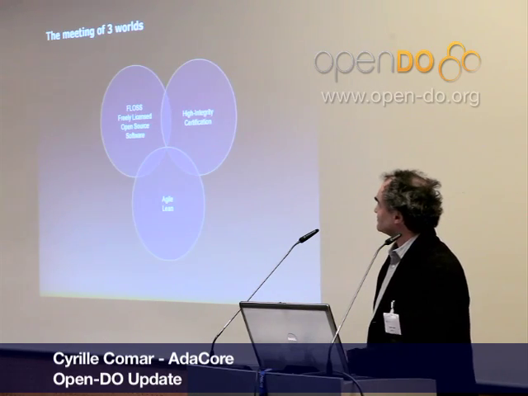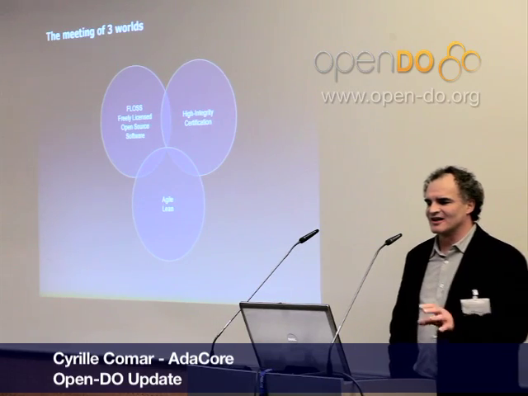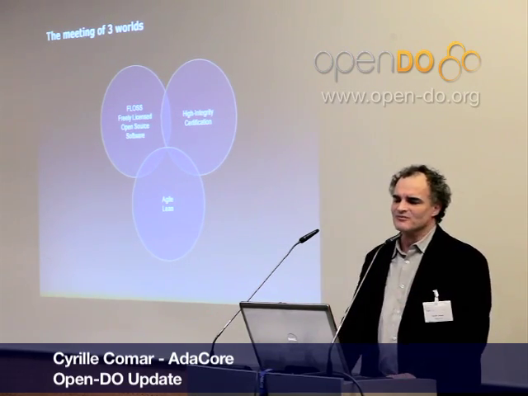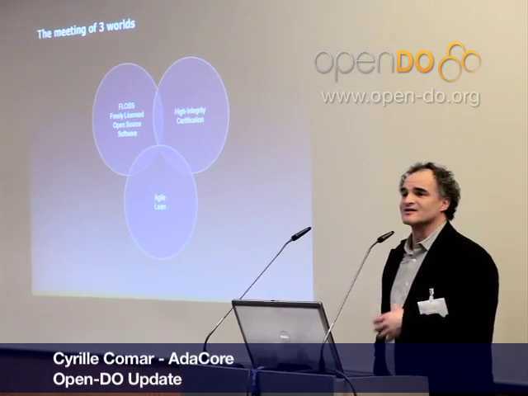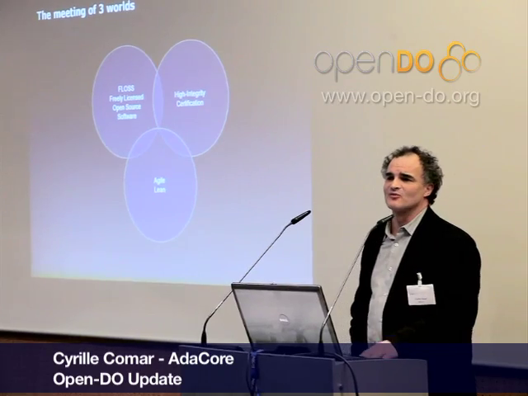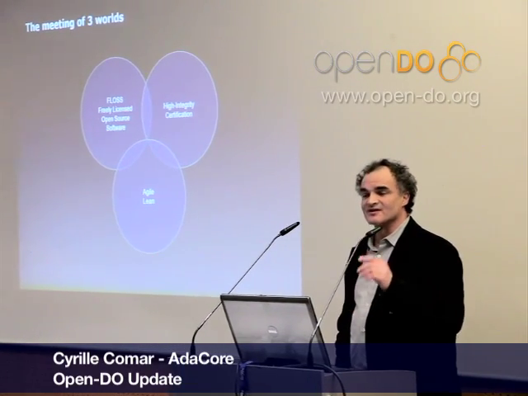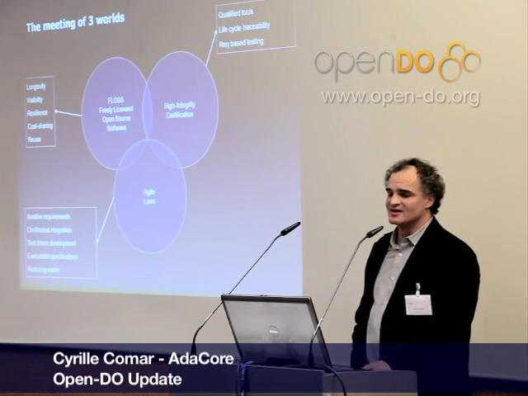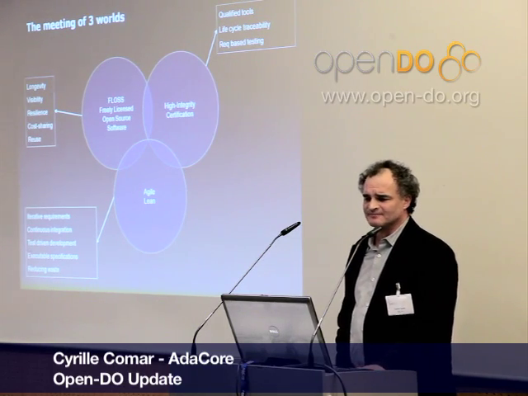certification projects, as we well know. So if you remember last year's presentation, the fundamental idea of OpenDO is to try to meet three different worlds. First, the most important one for us is the world around high integrity development and certification. How can they benefit from what happens in one direction from the Agile and the Lean community, and in some other direction from the open source community?